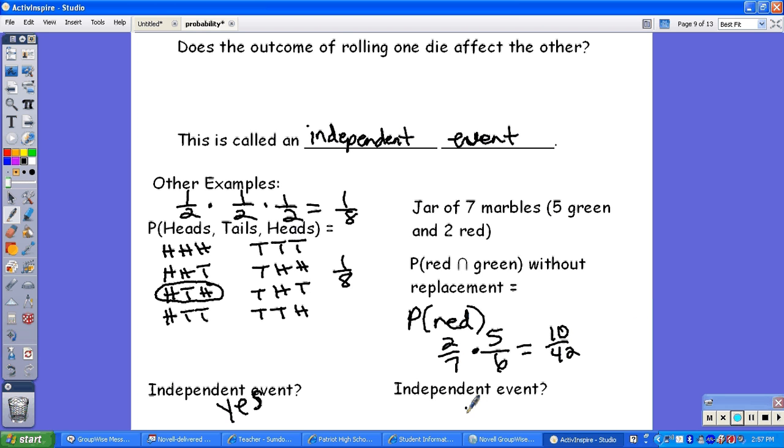The answer here would be no, because the second one was dependent on the first one, because that's the reason that we went from 7 down to 6. So you do have to be careful and watch that.